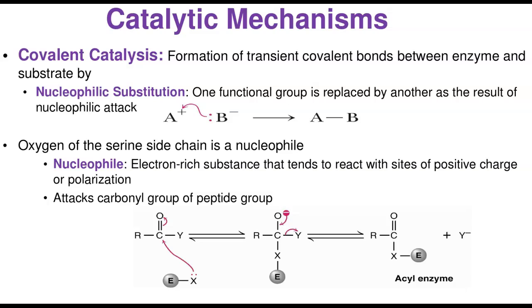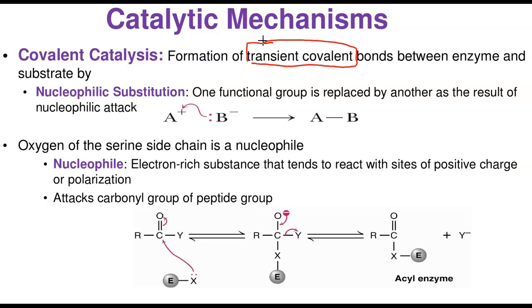Number one, the first catalytic mechanism is covalent catalysis. This simply means the formation of a transient covalent bond. Some catalysis takes place that leads to the formation of a temporary covalent bond between the enzyme and the substrate. Now remember, this temporary covalent bond is just the transition state, which will automatically break down to give you the product and release the free enzyme.